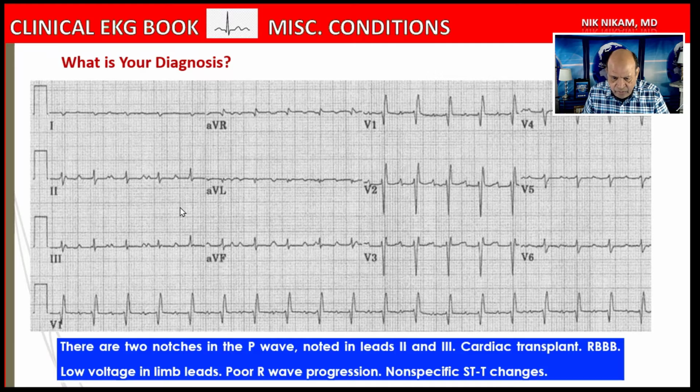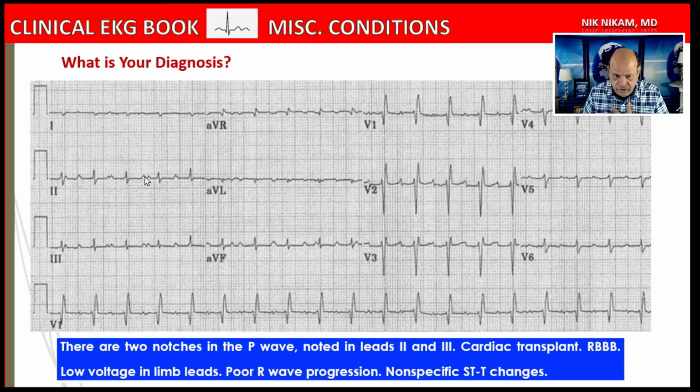But here, the more obvious thing, we have notched P waves, and of course we have a right bundle branch block, and this is a case of a cardiac transplant with right bundle branch block. In addition to that, we also see some low voltage, which may be related to perioperative conditions and some non-specific ST-T changes.